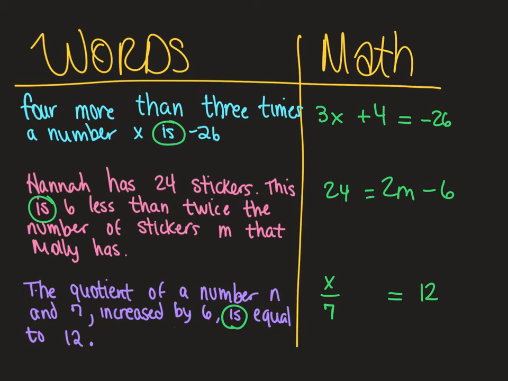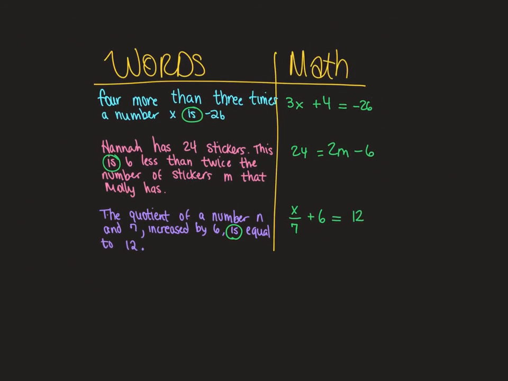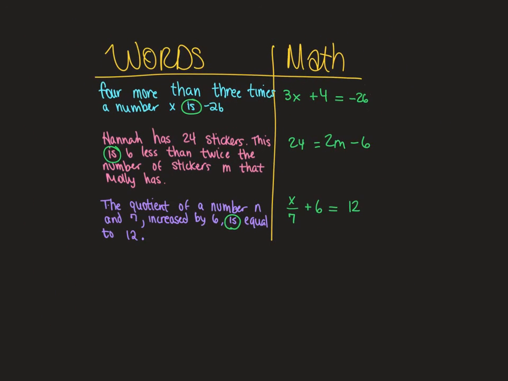Increased by is the same as addition, or plus. Increased by 6 is equal to 12. Let me just show you what it would have looked like if we didn't have those commas. So pretend the commas aren't there. I don't want to rewrite it.